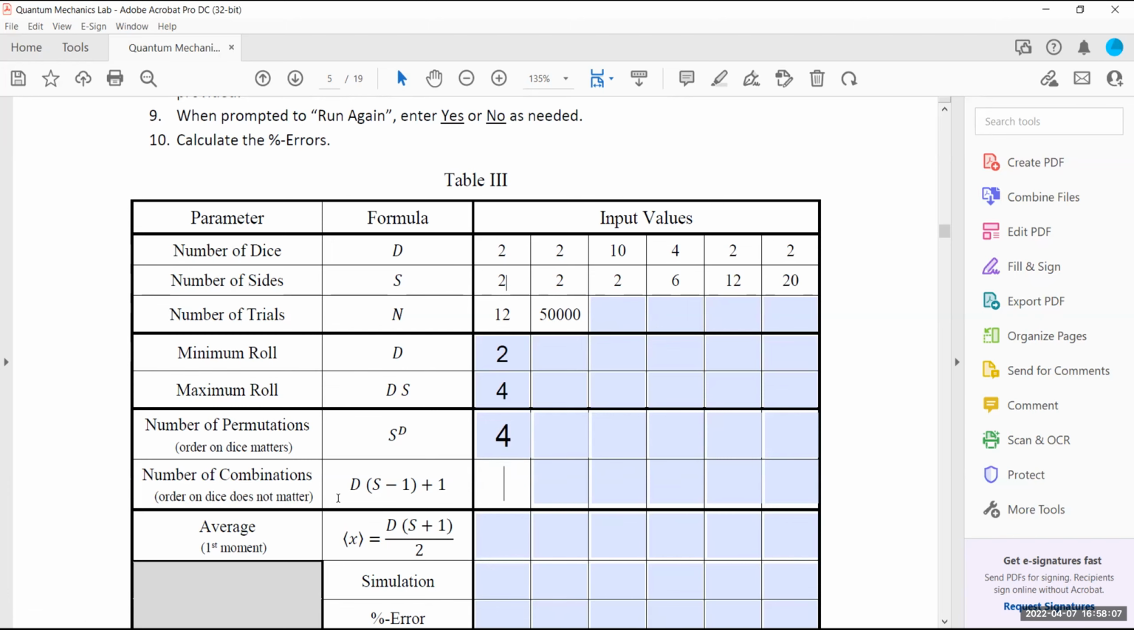So it can have 1 and 2 or 2 and 1. It's the same thing. So in this case, it's going to be D times S minus 1 plus 1. So D is 2 times 2 minus 1, which is 2, which is 1 times 2. That's 2 plus 1. So that's 3. Okay. So in other words, I could end up with 1 and 1, which is one possibility, or 2 and 1, or 1 and 2, which is another one.